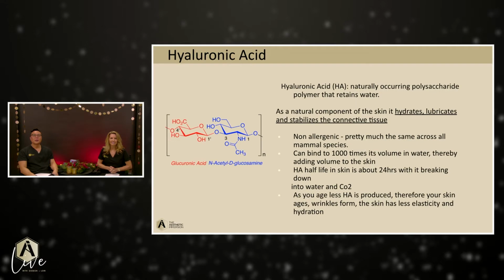There we go. So hyaluronic acid, what is it? It's a naturally occurring polysaccharide. It's found in our skin, hydrates, lubricates, and stabilizes connective tissue. What you guys don't realize is hyaluronic acid is formed in our skin naturally, and it holds, as you can see, 1,000 times its volume in water, thereby adding the plumpness, the dewiness to your skin.